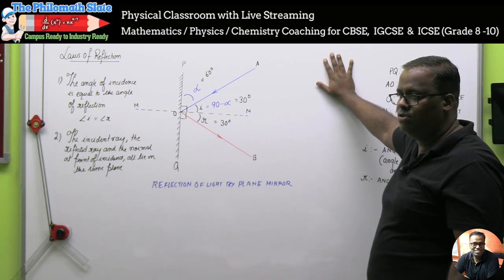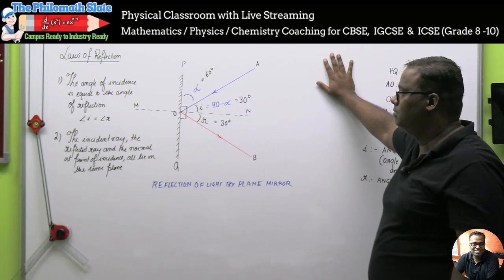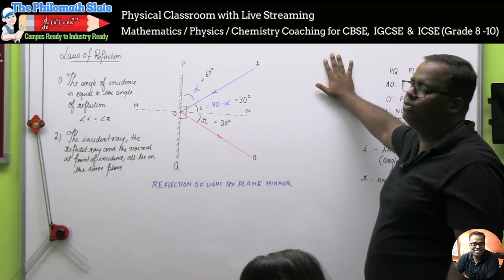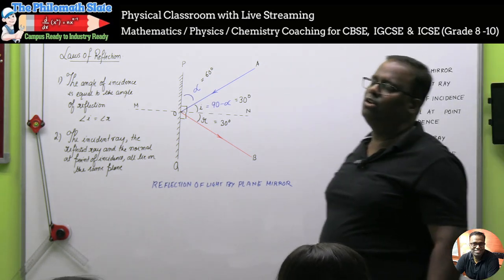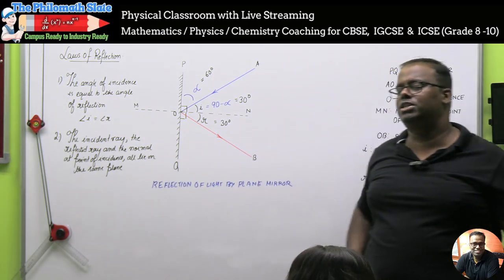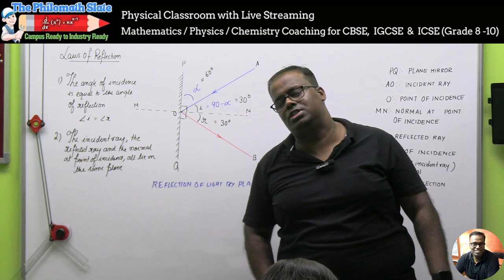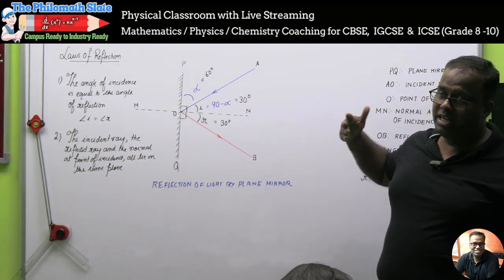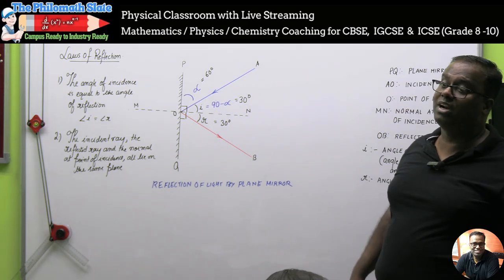Have you understood laws of reflection? So what are the laws of reflection? The laws of reflection are the incident angle of incidence is always equal to the angle of reflection. The incident ray, the normal at the point of incidence, and the reflected ray all lie on the same plane. In grade 10 you will learn laws of refraction.